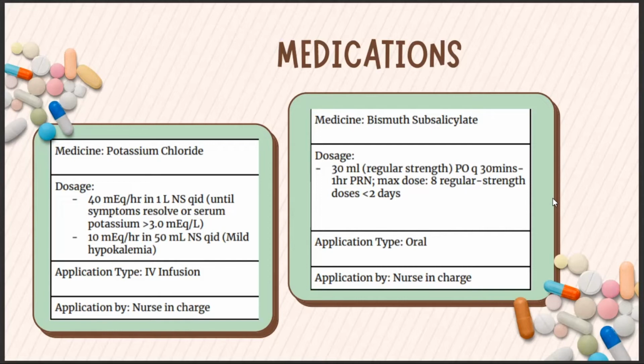The patient can take fluids by mouth together with IV to achieve the required daily fluid intake. The other medication ordered is bismuth subsalicylate, an antidiarrheal. It is used to treat diarrhea and nausea with a dosage of 30 ml by mouth every 30 minutes as needed. Next reporter.